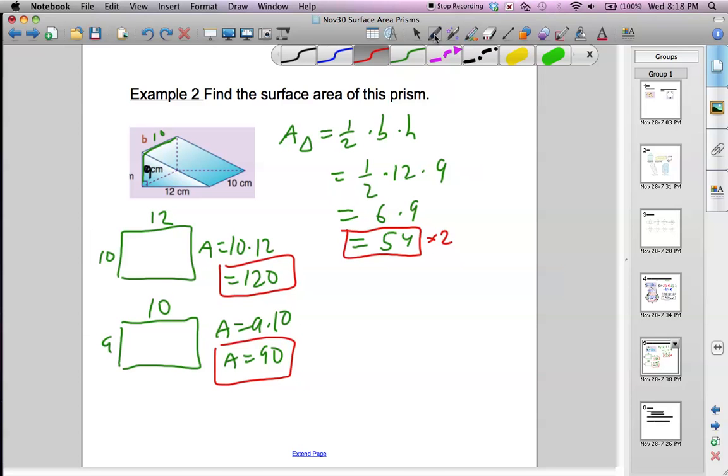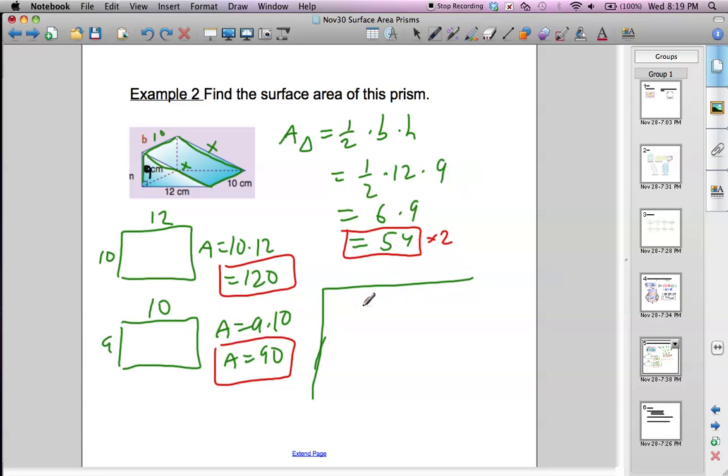And then we've got this rectangle here, which is 10 by something. Do we know this side? We do not know this side. That's x, and that's also x. We don't know this distance, so we need to find out that somehow. Notice that this side here is the hypotenuse of a right triangle, so we can calculate it using the Pythagorean theorem.